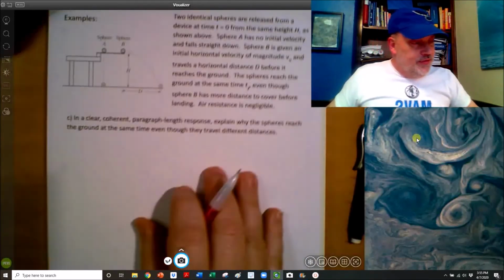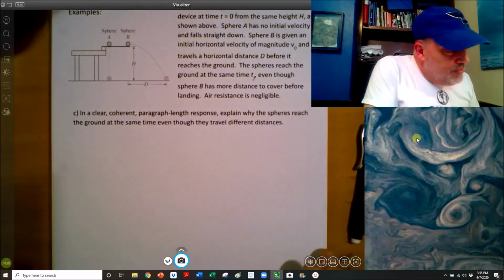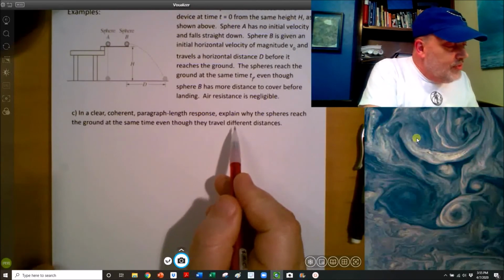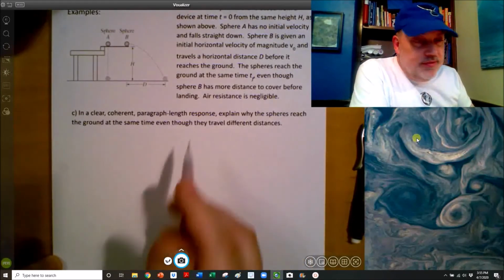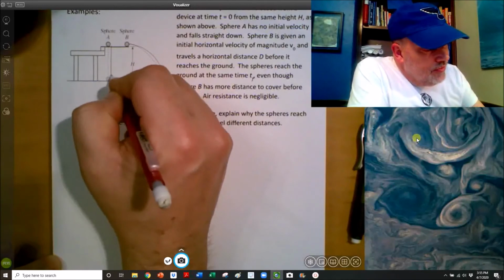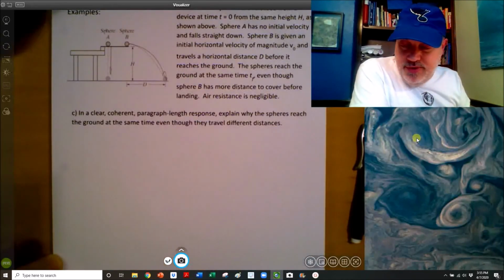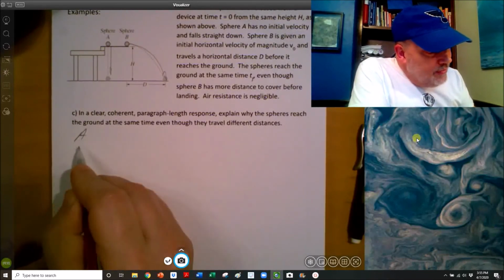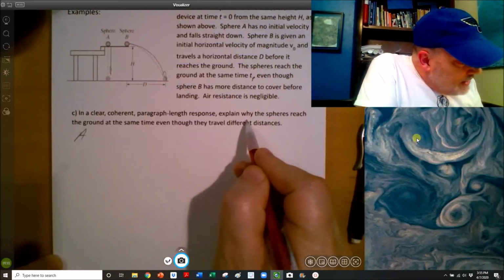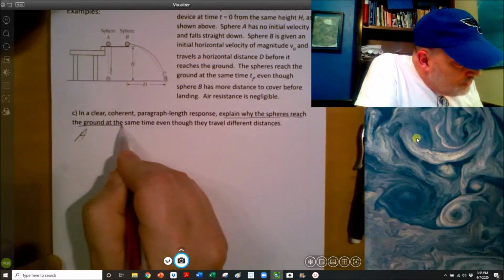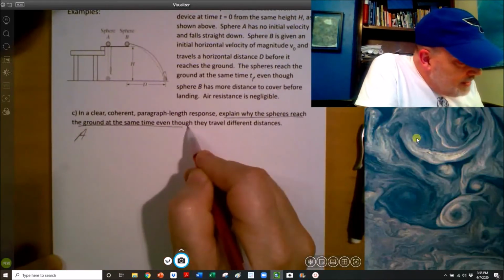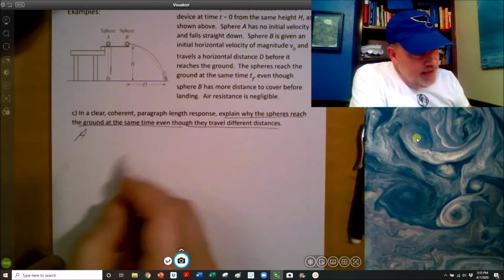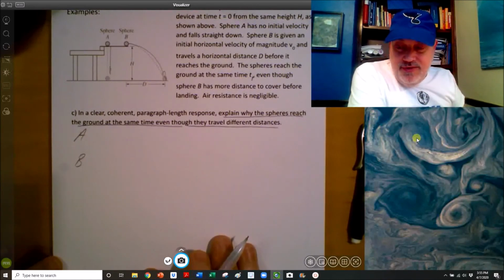Our last question is the same question, but it says, in a clear, coherent paragraph-length response, explain why the spheres reach the ground at the same time, even though they travel different distances. This one travels a much larger distance than this one does, so why does it hit the ground at the same time? Okay, remember our A, B, C, D format. A is for answer the question. It says explain why the spheres reach the ground at the same time, even though they travel different distances. So you have to address both those issues. That's the question. B is, what is the basic physics involved?